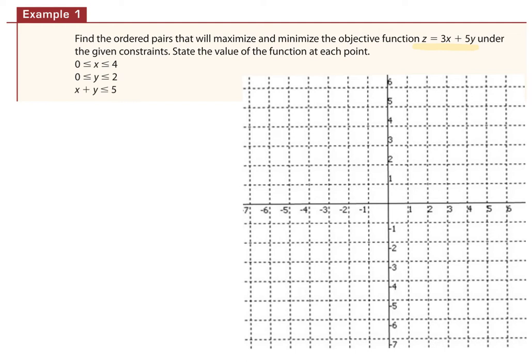The first 2 are a little more interesting than the last one. The last one is a basic line. We know how to do that, right? X plus y equals 5 line. That's easy. But the first 2 are kind of strange. X is between 0 and 4. Well, let's think about that logically.